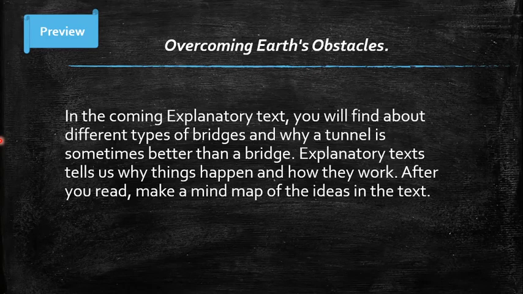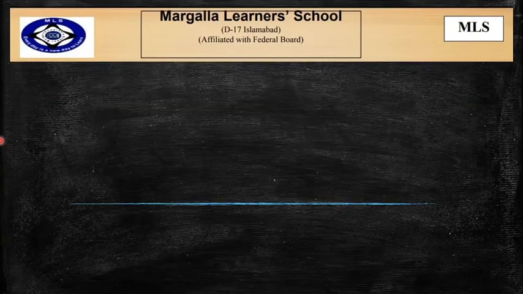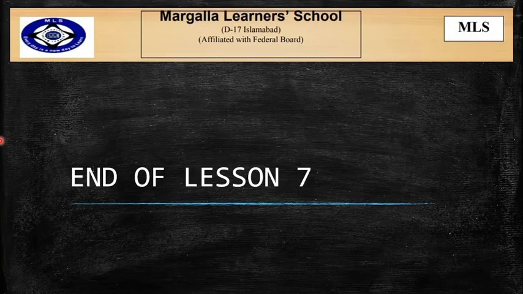After you read, make a mind map of the ideas in the text. So this was a preview of the next lesson that we're going to have, and it will be a long lesson because it has a great passage upcoming which discusses Earth's obstacles and how bridges and tunnels help us to overcome that. So students, that was the end of lesson number 7.